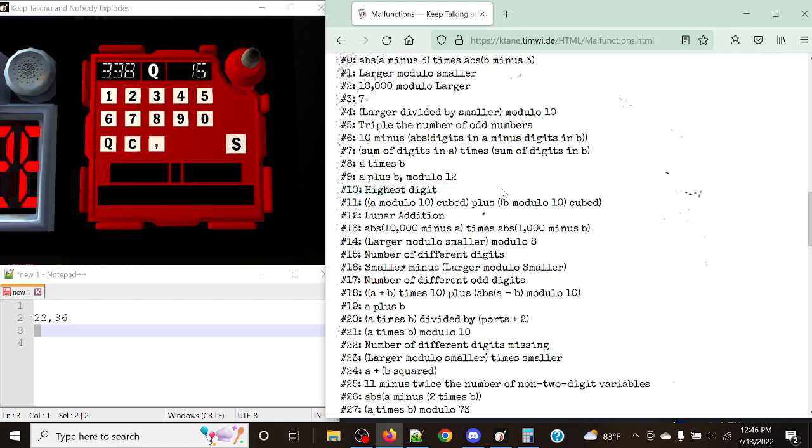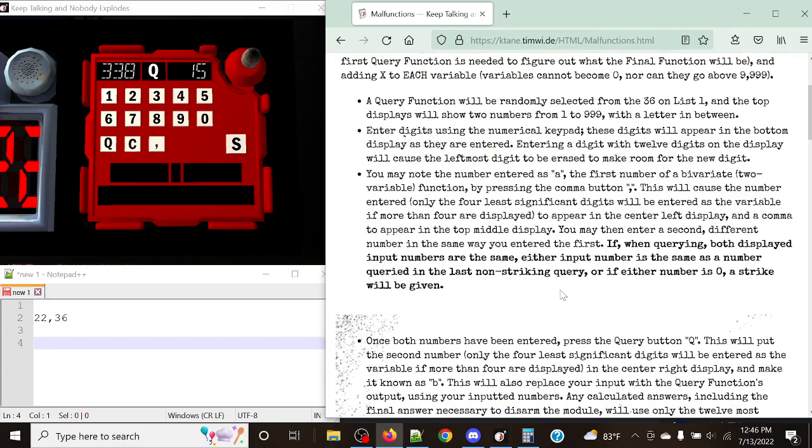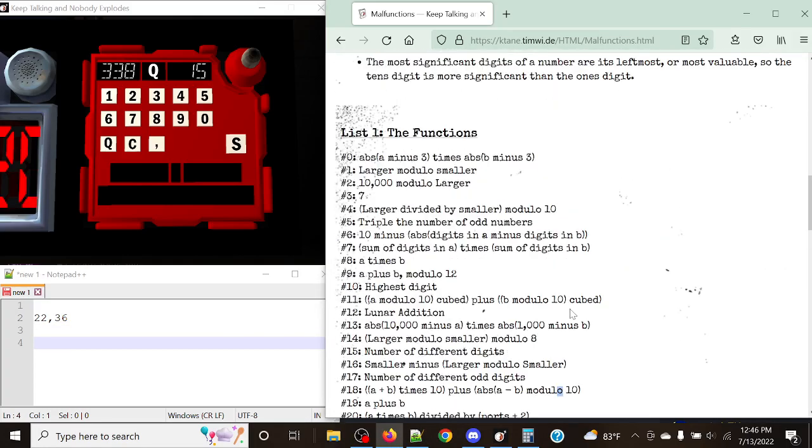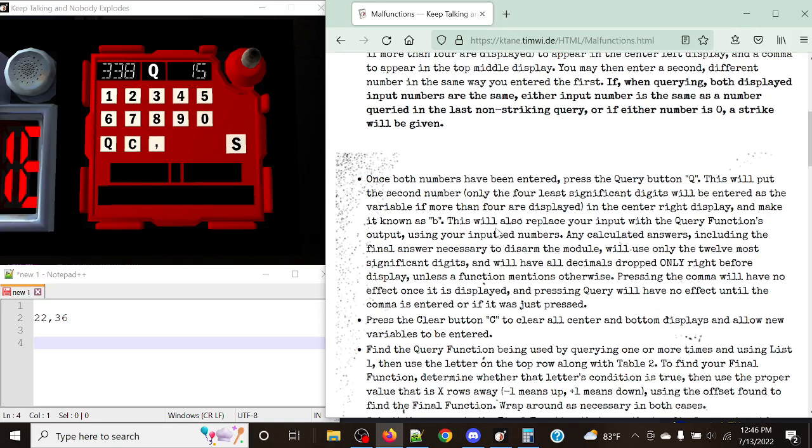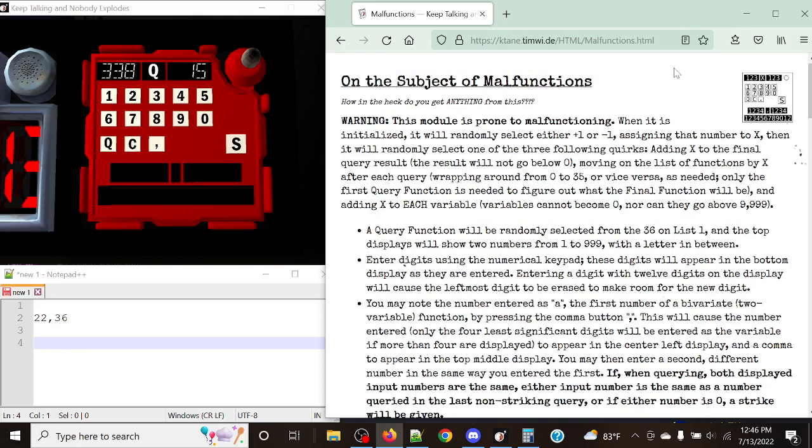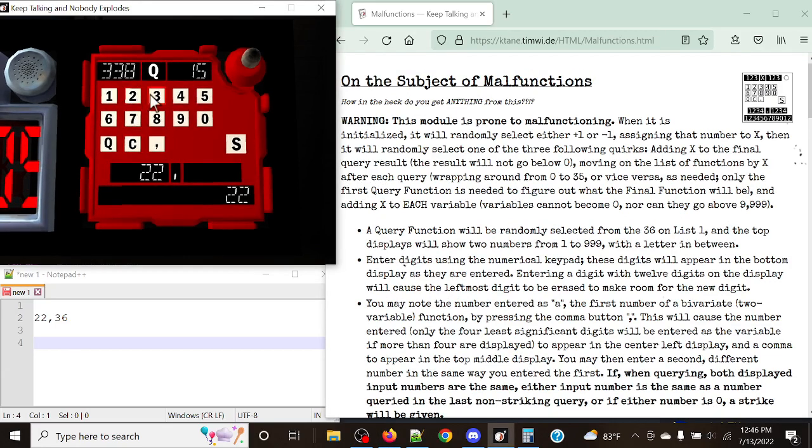Overall, these are not that hard to spot, and what I'm going to do now is begin by querying a couple of numbers here. We want to look for possible answers, and we need to make sure that we also consider the possibility of the quirks coming into play. So we need to consider if we were to query, for example, 22 and 36, which I'm going to do right now. By the way, you have to press the comma in order to get the second number in here. Then all you simply do is hit query, and you get a result.